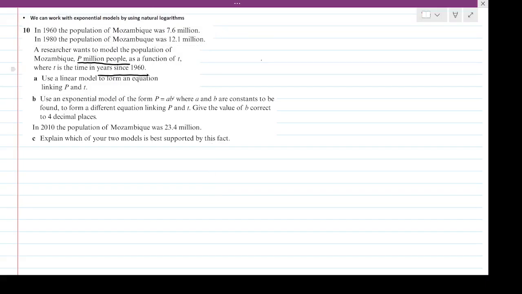Okay, so let's talk about population over time. So firstly, it asks to find a linear model between P and t. So a linear model, you need to know it's y is mx plus c, right? So it's a straight line. Well, here we don't have y and x, we have P and t. So P is equal to mt add c. Okay, now we need to find m and c, the gradient and the y-intercept, or the P-intercept technically.